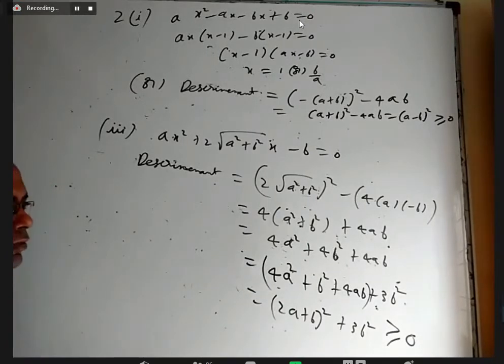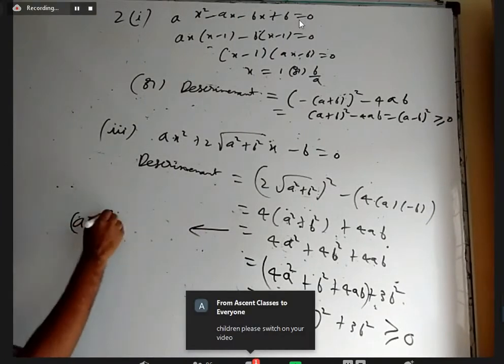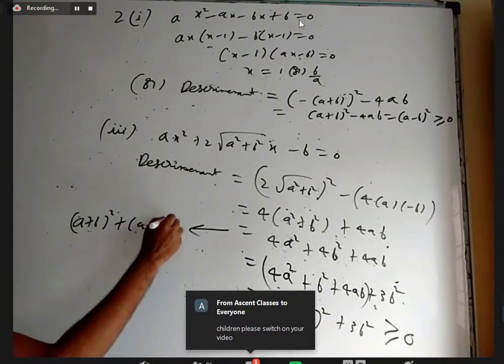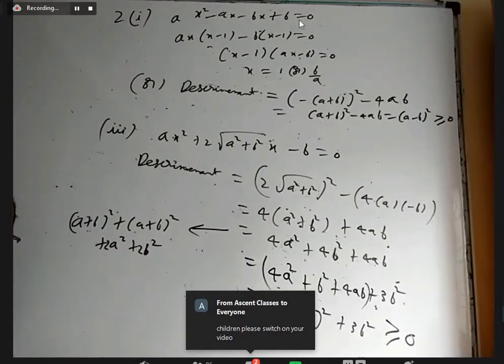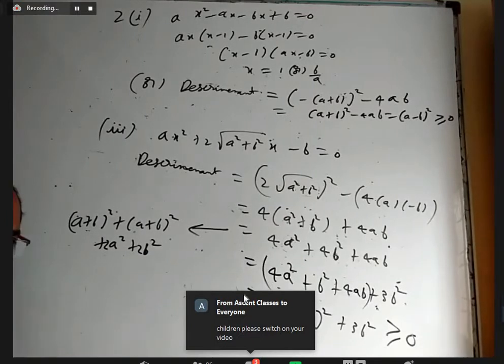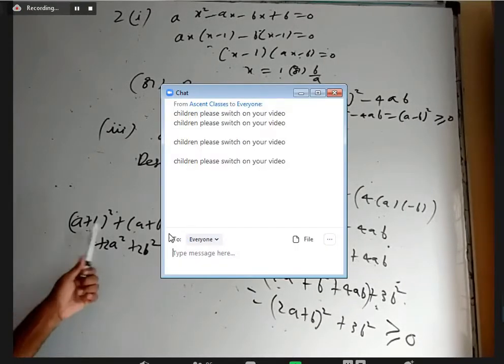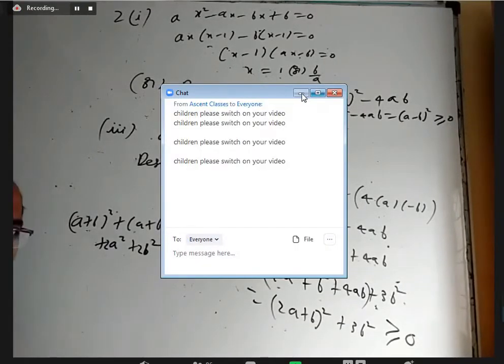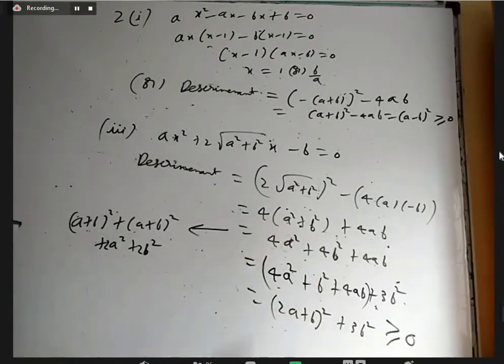Okay, I'm not saying this is the only way. I want to write another way. A plus b whole square, again a plus b whole square, plus a square plus b square. No, plus 2a square plus 2b square. Is it the same as that? Yes, sir. That is also a sum of perfect squares of 4 things. So that's what I'm saying. I'm not saying this is the only way to tell this is greater than or equal to 0. There can be hundreds of ways.